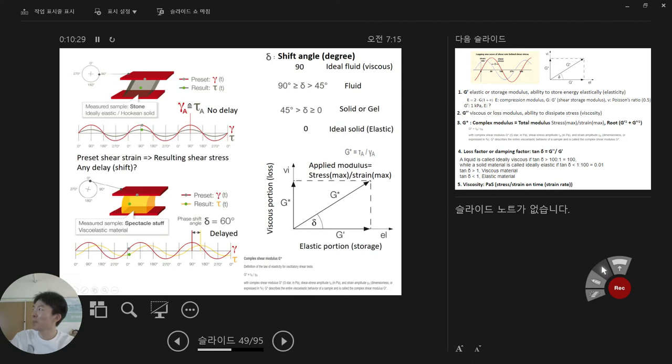This is called the applied modulus. But when you apply the modulus and you know how much the phase is shifted, then with cosine you get this G prime value, which is called the elastic portion, the storage modulus. And with the sine value you get G double prime, which is called the viscosity portion, and we can also say the loss modulus. So just think: from the maximum strain and maximum stress, you can gather the G star.